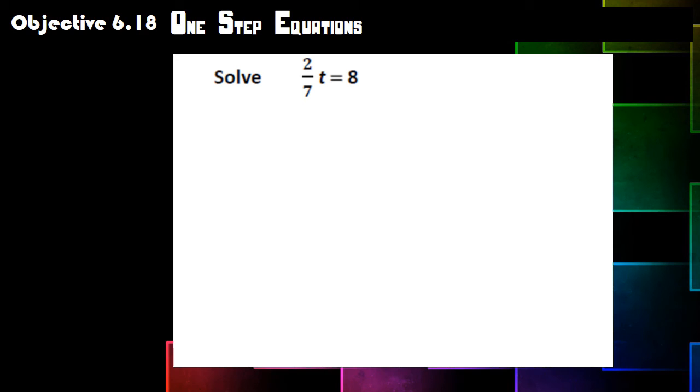So we know that our coefficient is 2/7. Let's go and find the reciprocal first. So the reciprocal of 2/7 is 7 over 2. So now what we're going to do here, we have 2/7 times t is equal to 8. We're going to multiply both sides by our reciprocal. So we're going to multiply by 7 over 2 on both sides.